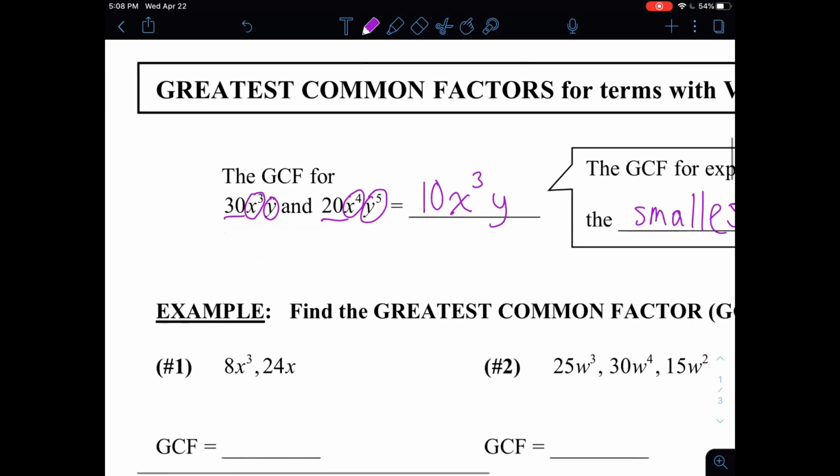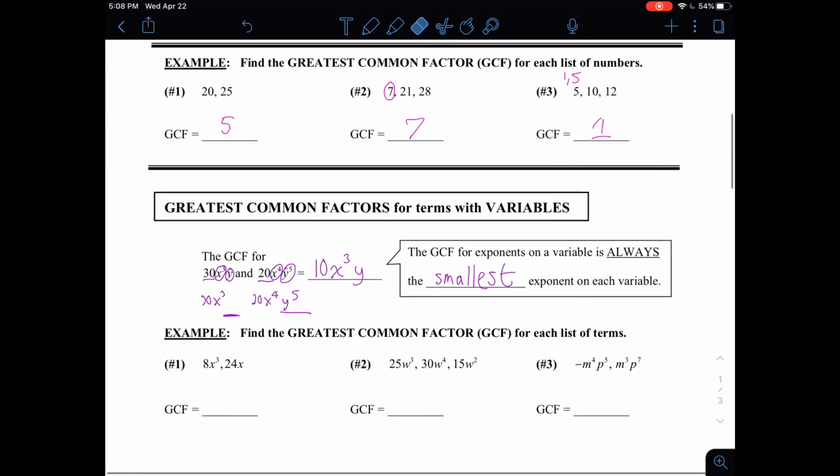What would happen if we had 30x to the third, y, and let's get rid of the y here. What if we had this, and we had 20x to the fourth, y to the fifth? What's the GCF for the y's? What's the smallest exponent for y's if there's no y? It's going to be y to the 0, or it just kind of goes away, right? So if there's no y there, you can't pull it out, okay? This one has a y to the fifth, this one does not have a y. You're not going to pull out a y because they don't have it in common. It's the greatest common factor, what they have in common.